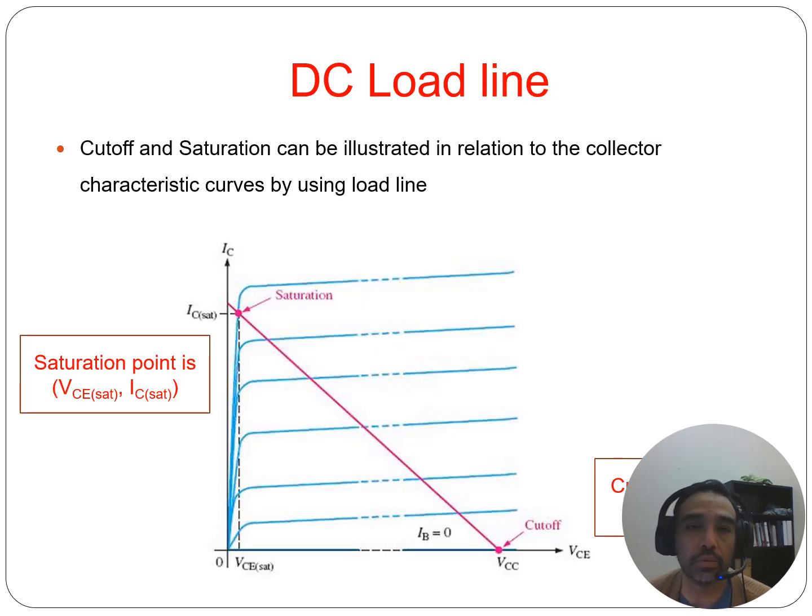All right, DC load line, right? So what is it? Well, it's just a straight line on the transistor's collector characteristic curves. What it does is it shows possible values of collector current and collector-emitter voltage, so VCE. That's based on whatever external circuit, resistor, and supply voltage you design for the circuit.